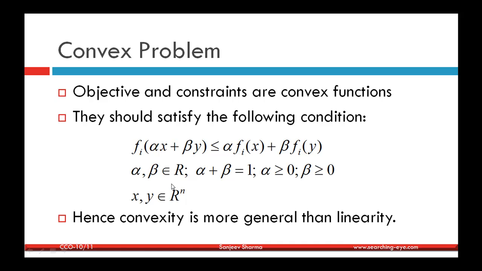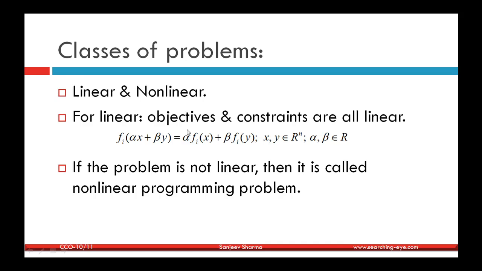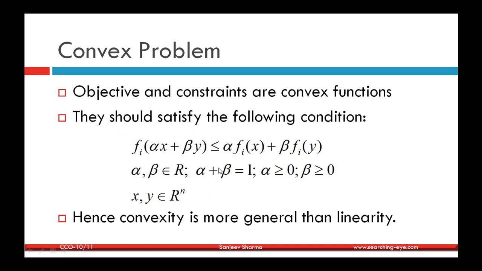And the variables x and y belong to R^n. So if any of the functions, that is, if any of the f0 or fi's in the constraints violates this condition, then the optimization problem is a non-convex problem. And we will see the geometric interpretation of this condition, that is, fi(αx + βy) is equal to α times fi(x) plus β times fi(y). So for a linear programming problem, the equality holds, whereas for a convex optimization problem, the inequality holds.